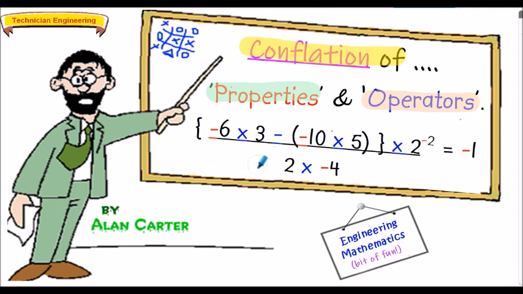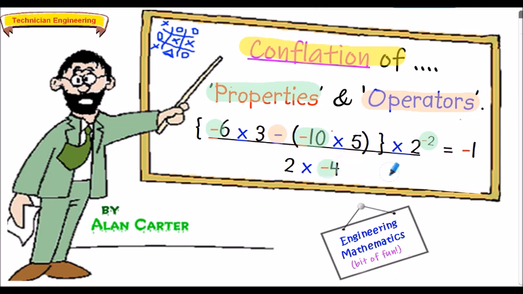However, we could describe the calculation as follows. Again, initially considering the curly bracket on the top line here, we have -6 times by 3, subtract. In the next bracket we have -10 times by 5, and then the curly bracket is times by 2 to the -2, and that's all over 2 times -4.